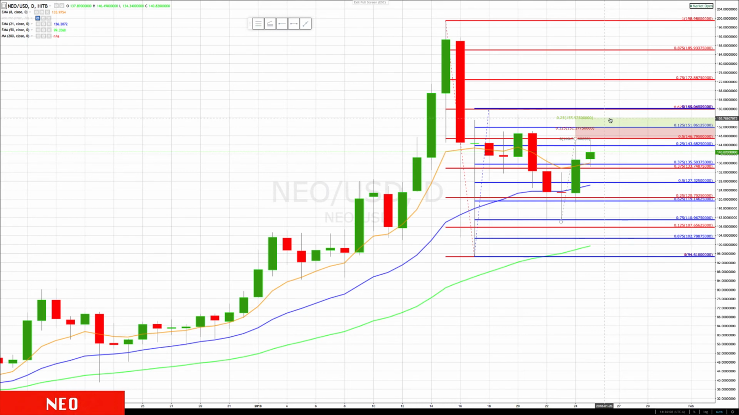If we do get above that 155.97 area, then watch for the 160, which is the 62.5 retracement and the prior key highs, and that's going to be some pretty major resistance. If we do get above there, then we're back into really bullish mode instead of neutral to bullish mode. So that's what we have for you on NEO and Ethereum.